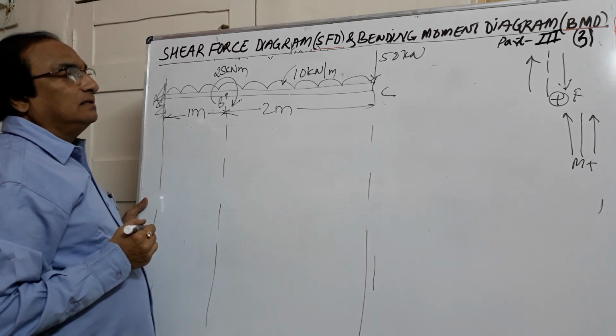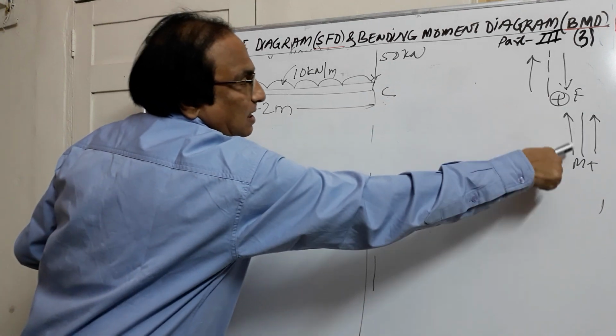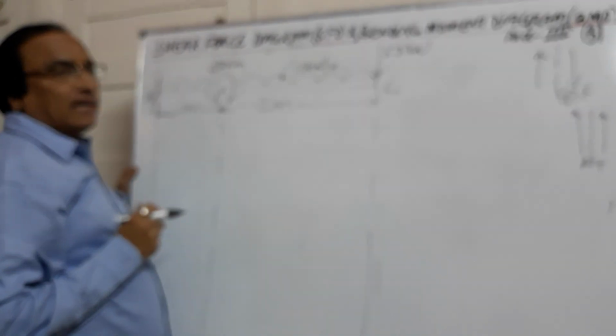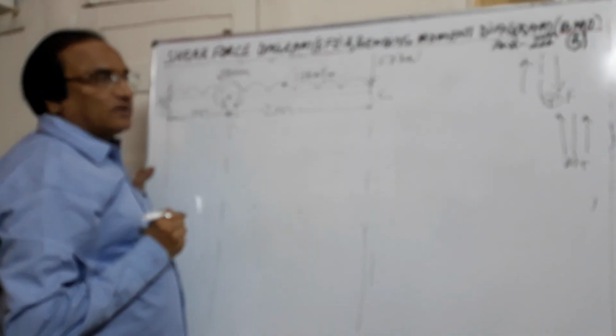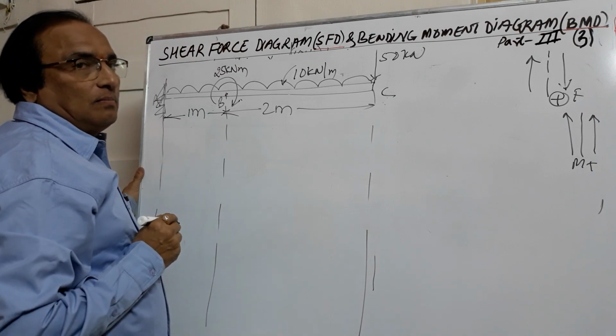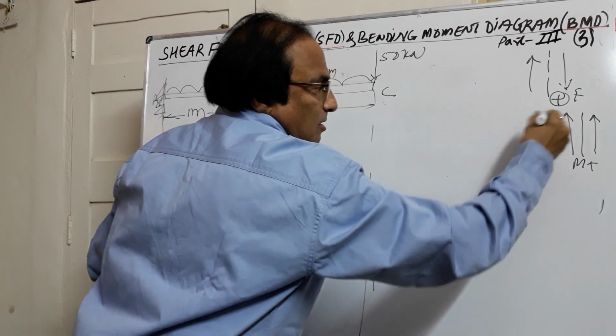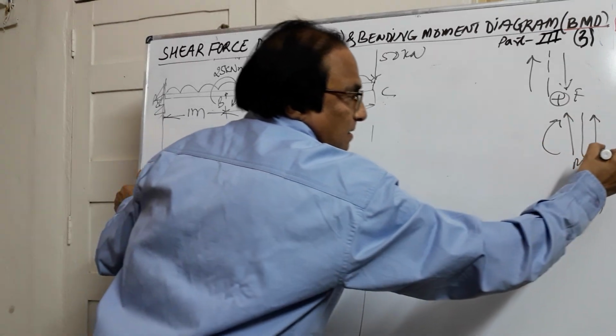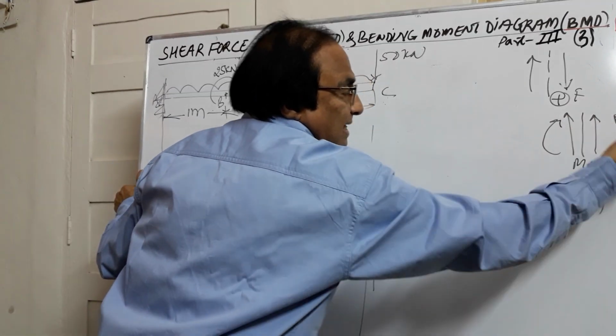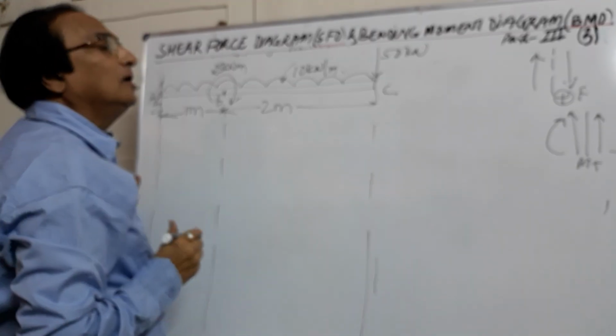So again, immediately draw the sign convention. Left up, right down, shear force positive. Left up, right up, moment is positive. Also here, clockwise on left hand side, anti-clockwise on right hand side, bending moment will be positive.